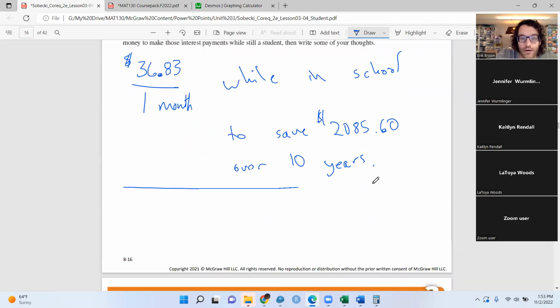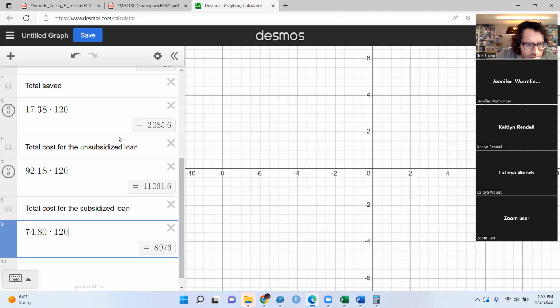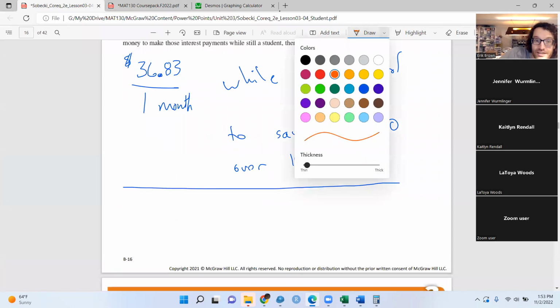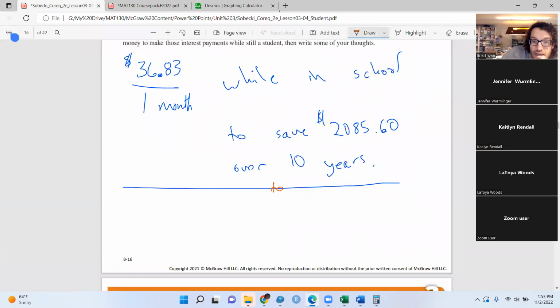The other thing to think about is what this amount is. What did we say? $17.38. So you're doing this to save $2,085 over 10 years. Another way to think about that is you're paying $36.83 to save $17.38 per month.